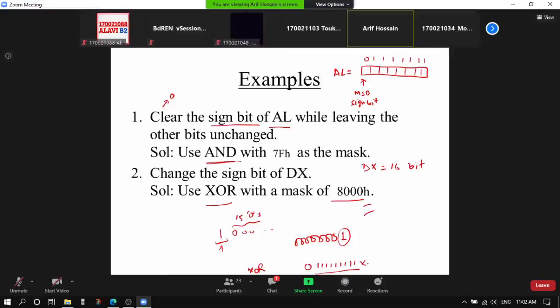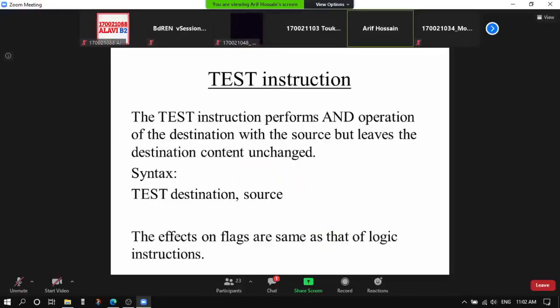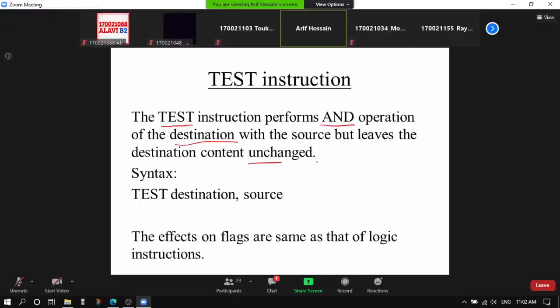Okay, so let's move on. All right, so this is another test instruction. This is also very straightforward. I mean, nothing complicated over here. So the test instruction performs the same thing as AND. The only difference is that your destination will remain unchanged. That is the only difference.